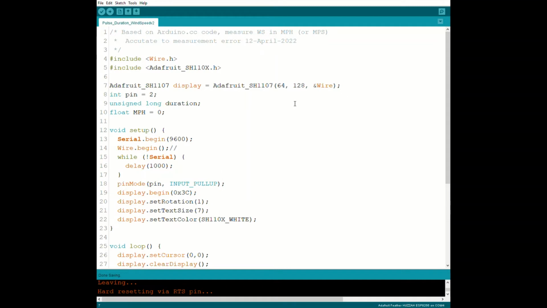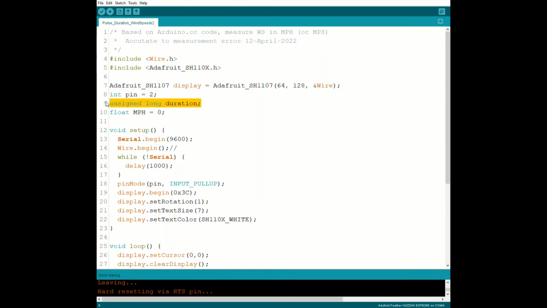I didn't invent this. Next thing I did is I told the computer that I want to use pin 2 and that that is not changing. It will be the same for the entire program. So these would be global variables, I guess you'd call them.